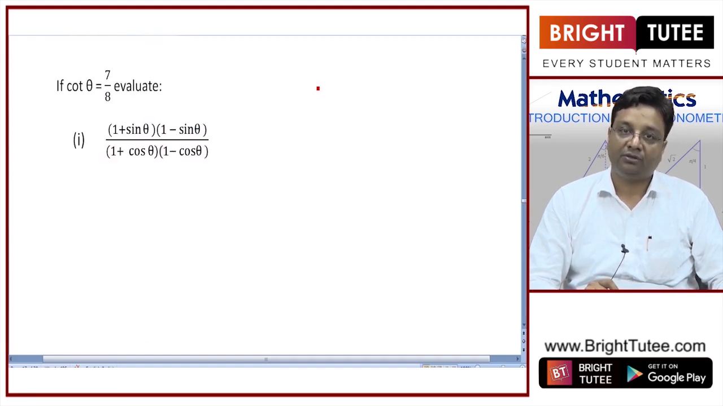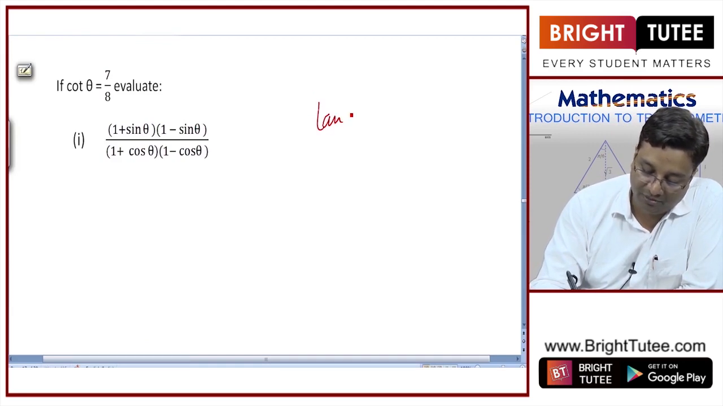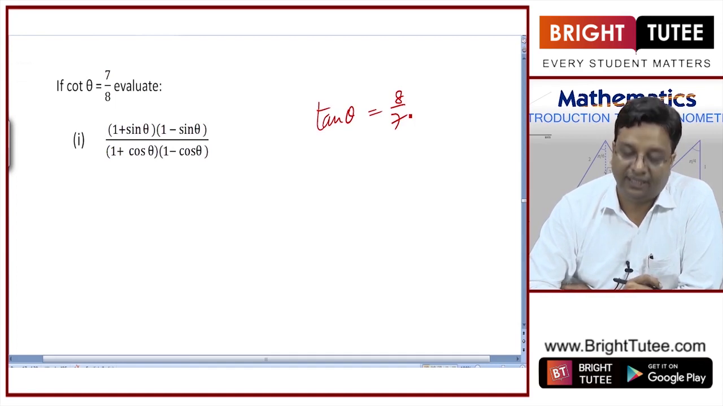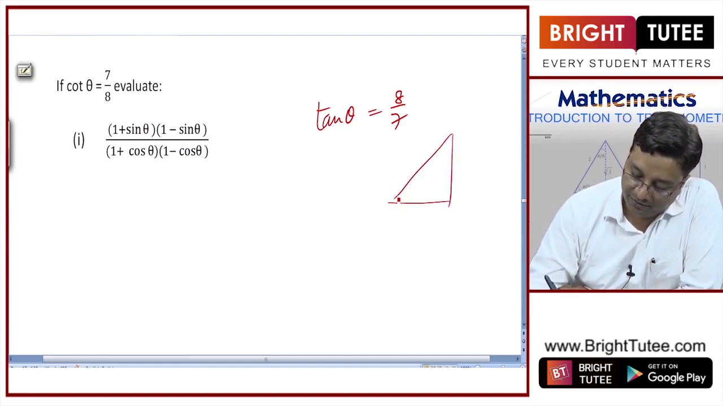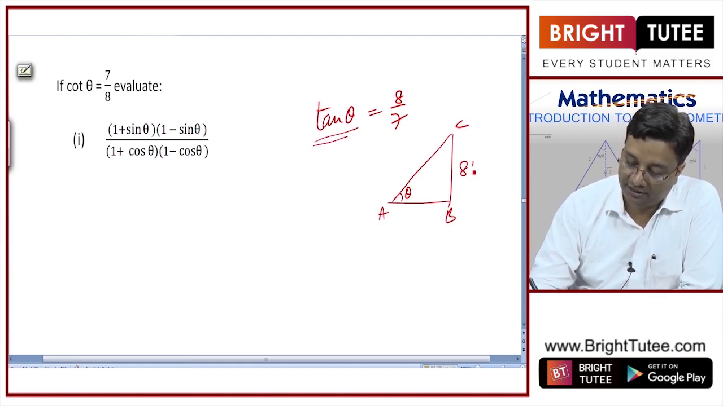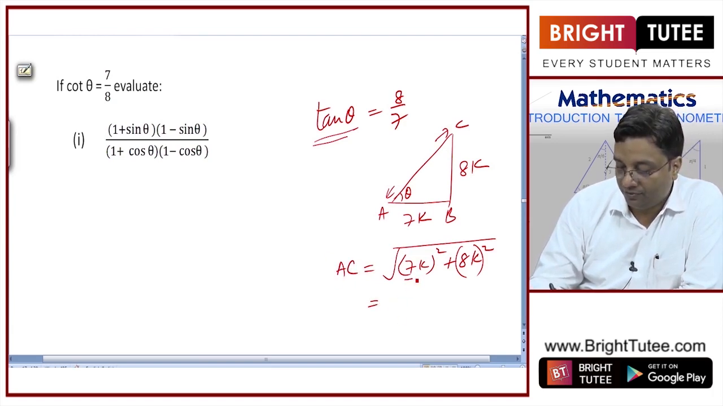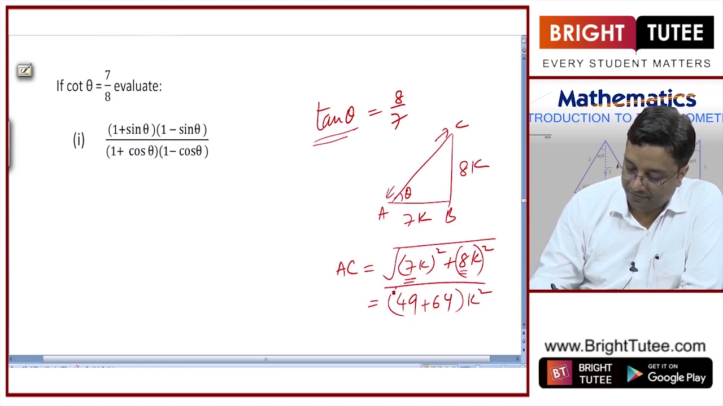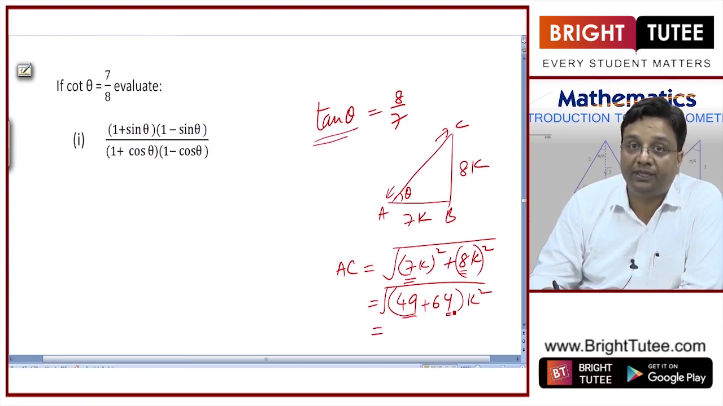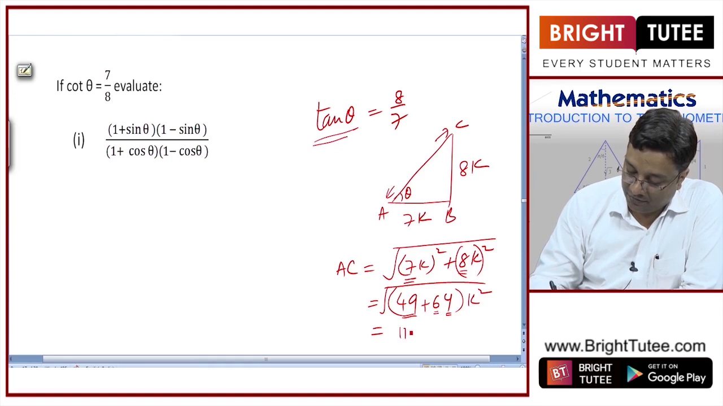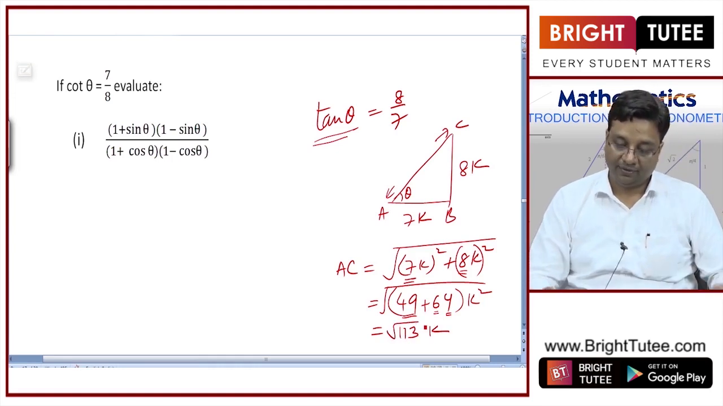Again, cot theta is equal to 7 by 8. If cot theta is 7 by 8, what will be tan theta? It will be 8 by 7. So if you make this triangle ABC, with this angle as theta, tan theta is opposite by adjacent. Let's take this as 8k and this as 7k. What will be side AC? It will be the square root of 7k square plus 8k square, so 49k square plus 64k square. How much is this? 49 plus 64 is 113. So the square root of 113k. This is the third side.